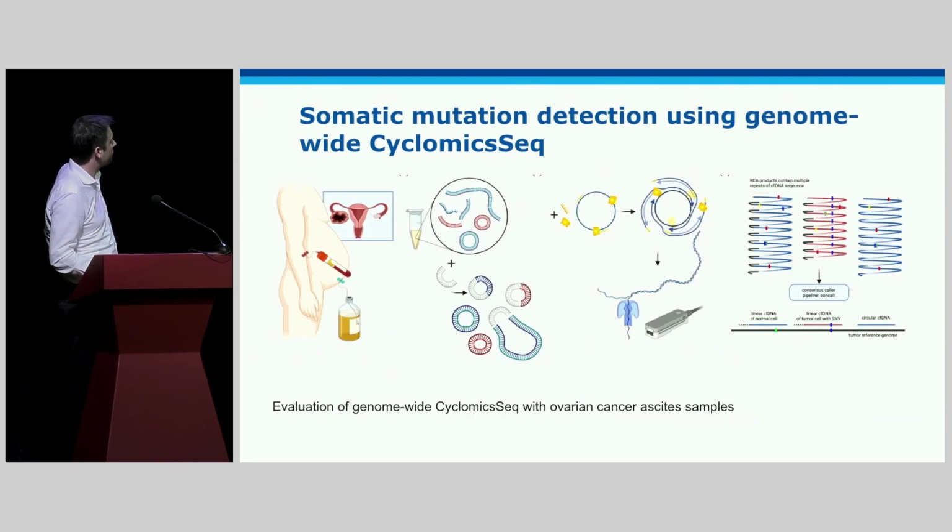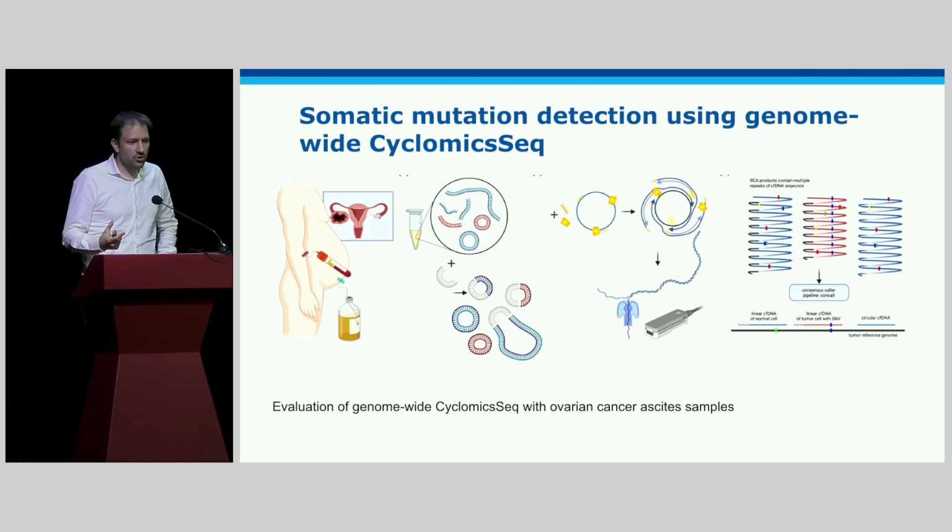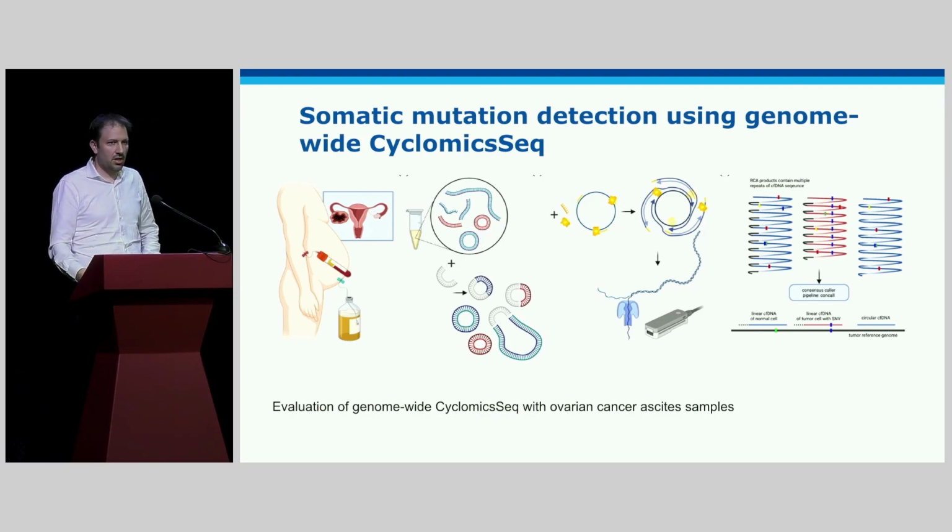So we first applied this to ascites samples. This is a result of a buildup of fluid in the abdomen of ovarian cancer patients. And the reason we use this as a first use case is because there's a lot of it, so we can really do repetitive testing on the same sample. And typically the tumor fraction is quite large.